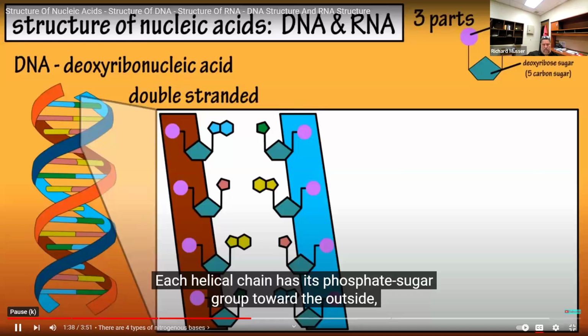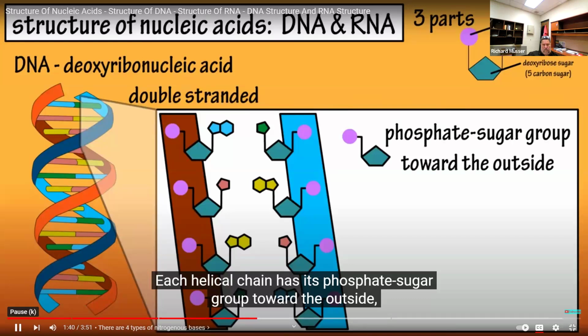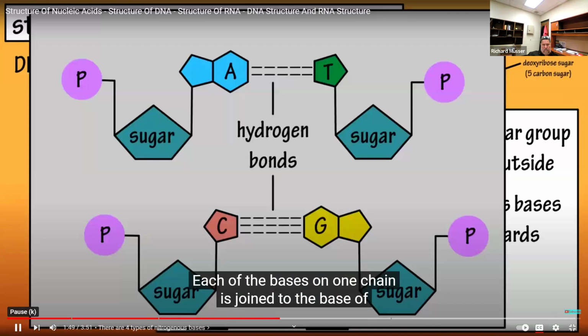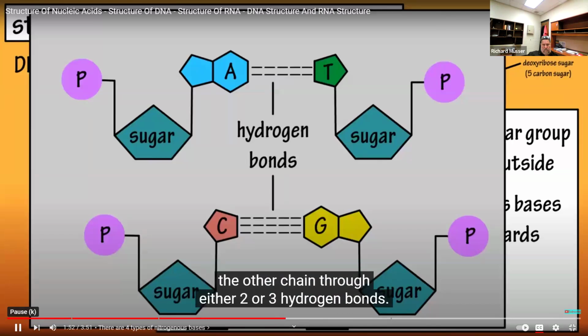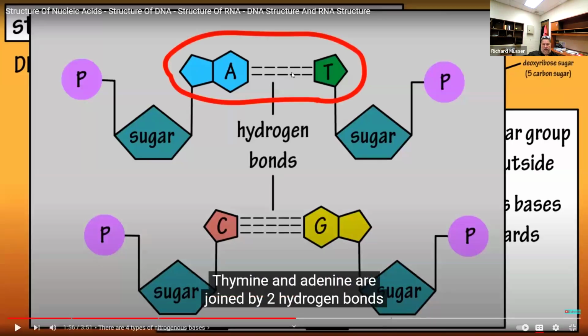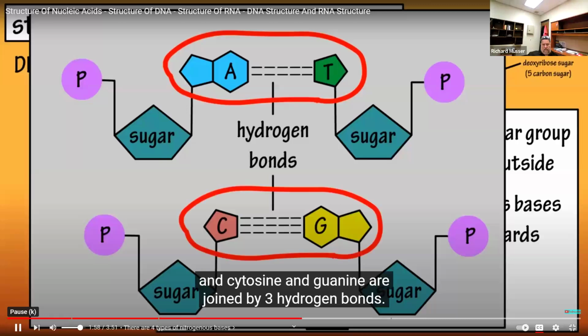Each helical chain has its phosphate sugar group toward the outside, and the nitrogenous bases facing inwards towards the nitrogenous bases of the other chain. Each of the bases on one chain is joined to the base of the other chain through either 2 or 3 hydrogen bonds. I believe these sugars are pointed in the wrong direction for this example. But the main thing, just realize there's hydrogen bonds between these. Thymine and adenine are joined by 2 hydrogen bonds, and cytosine and guanine are joined by 3 hydrogen bonds. Yep, so that's important to know.